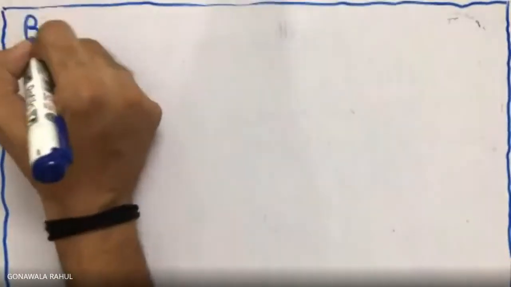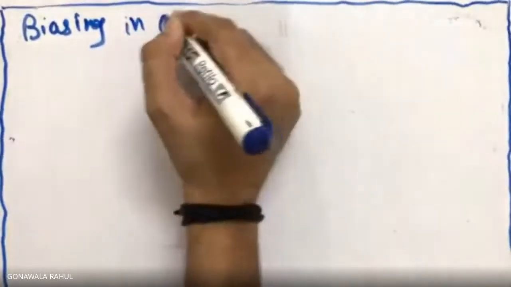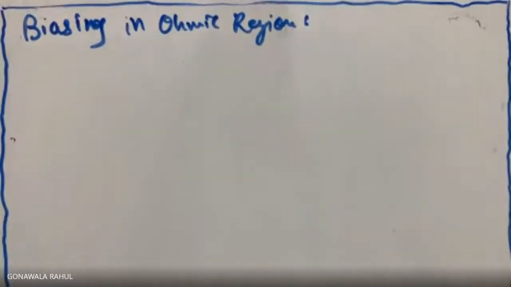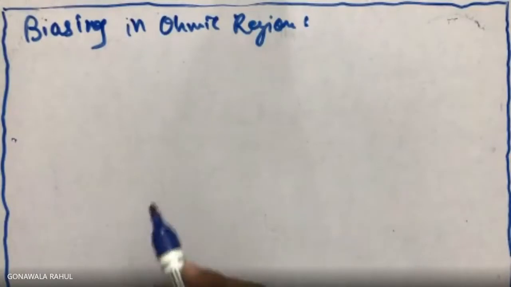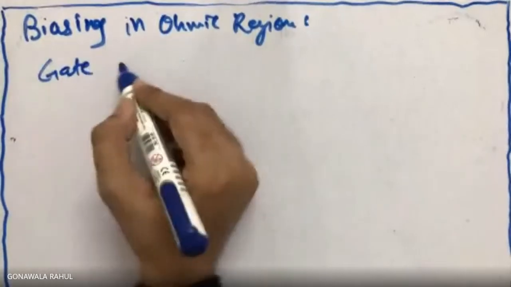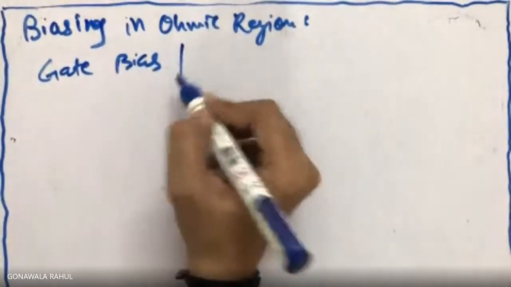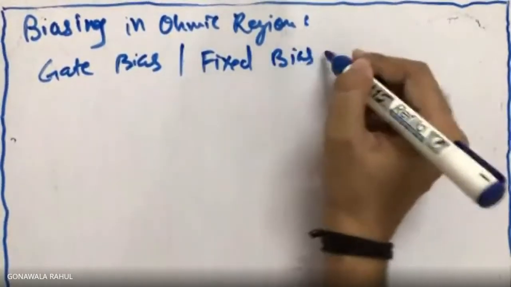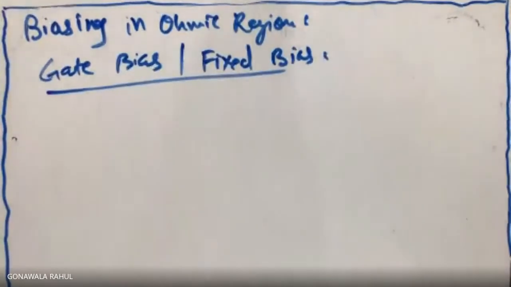Biasing. Biasing is in the ohmic region and the active region. First of all, we will see biasing in the ohmic region. Biasing in the ohmic region is basically gate bias, or it is also known as fixed bias.